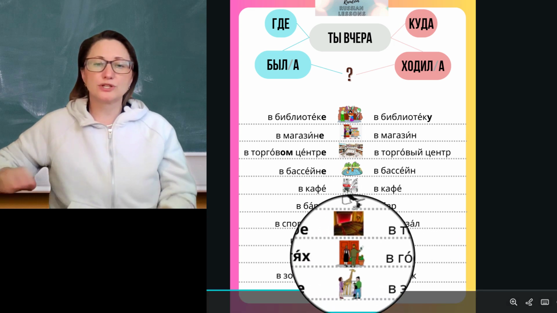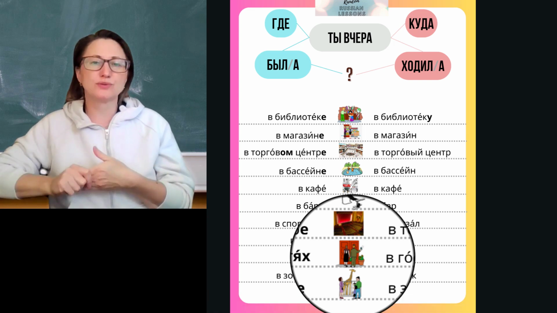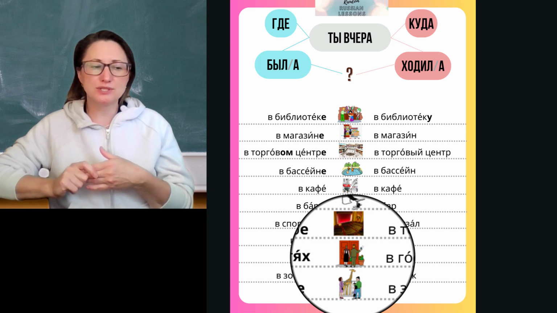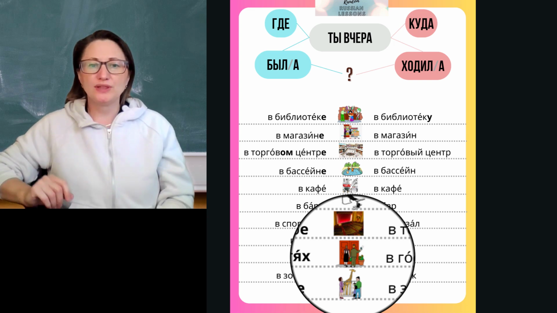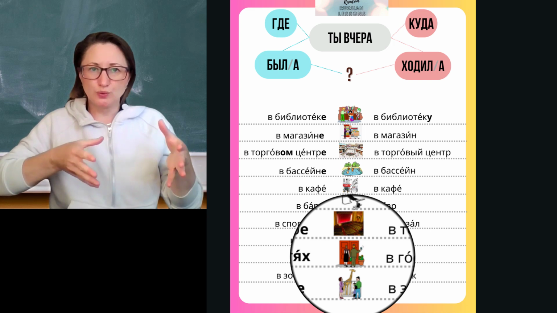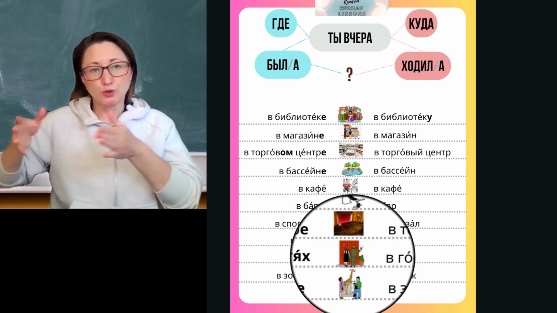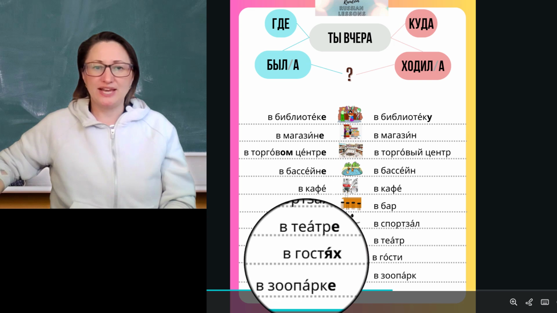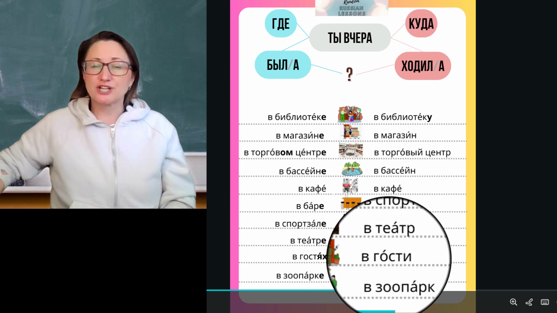So here we have the word гости, and that literally means guests, the plural of the word guest, гость, гости. And in Russian, we also use this word for the concept of visiting somebody. So we literally say that when you are visiting somebody, you're in the guests. And when you're going to visit somebody, you're going into the guests. That's exactly what we have here. Вчера я была в гостях. Вчера я ходила в гости.